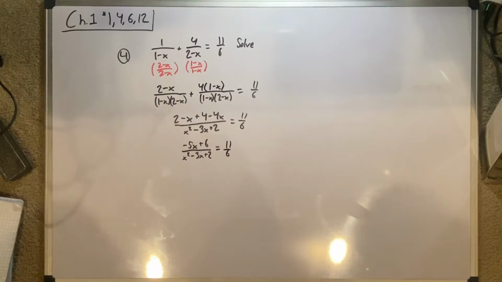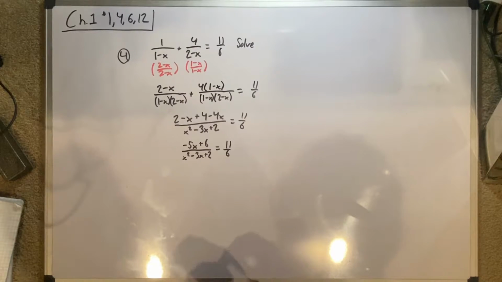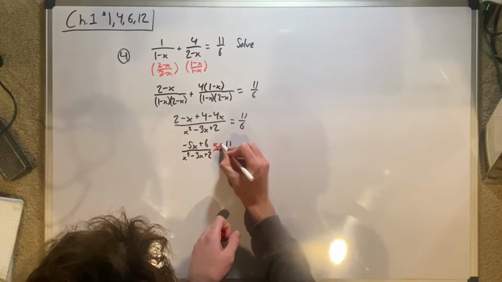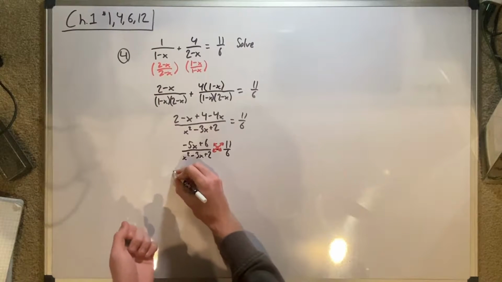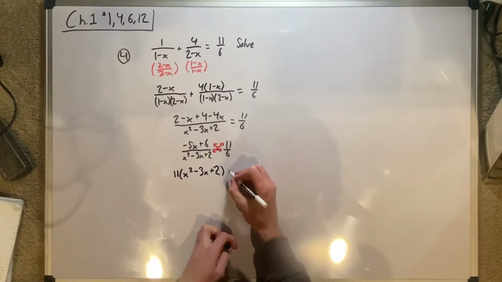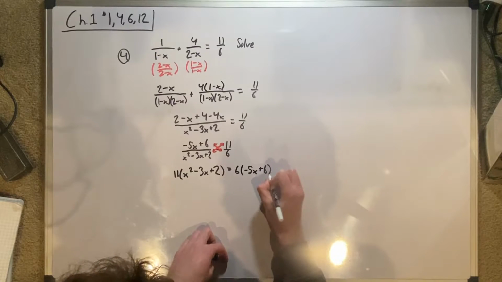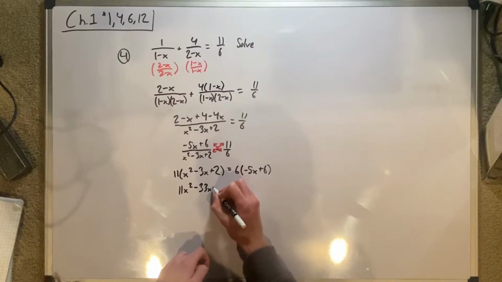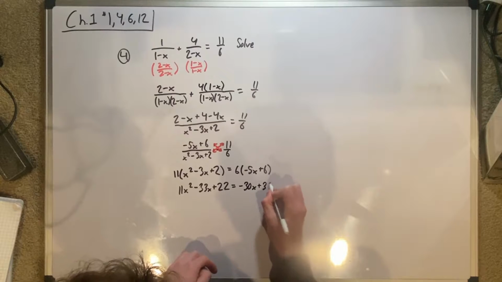Now, what we can do is we can cross multiply. So this, I'm going to use this color. Those multiply with that, and those multiply with that. And we're left with 11 times x squared minus 3x plus 2 is equal to 6 times negative 5x plus 6. Okay, simplify this all down. 11x squared minus 33x plus 22 is equal to negative 30x plus 36.